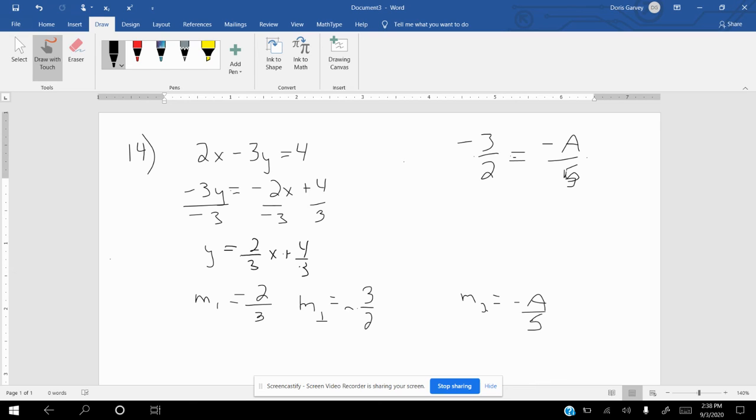I want to know what is my a value that'll make this fraction equal -3/2. I'm going to cross multiply. So I'm going to get -2a equals -15. I can divide by -2, and you're going to see that the a value will be 15/2. So this is the value of a that will make that line perpendicular to my first line. So let me know if you have any questions on that.